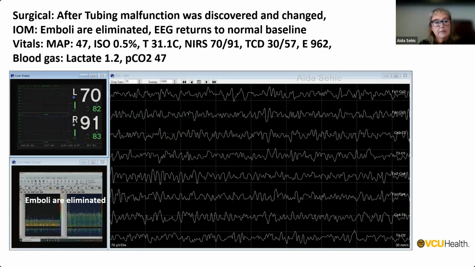This slide is a screenshot right after alarm resolution, after tubing malfunction was discovered and changed. On TCD, emboli are eliminated, EEG returns to normal baselines, and NIRS becoming more symmetrical. Vitals remain stable.